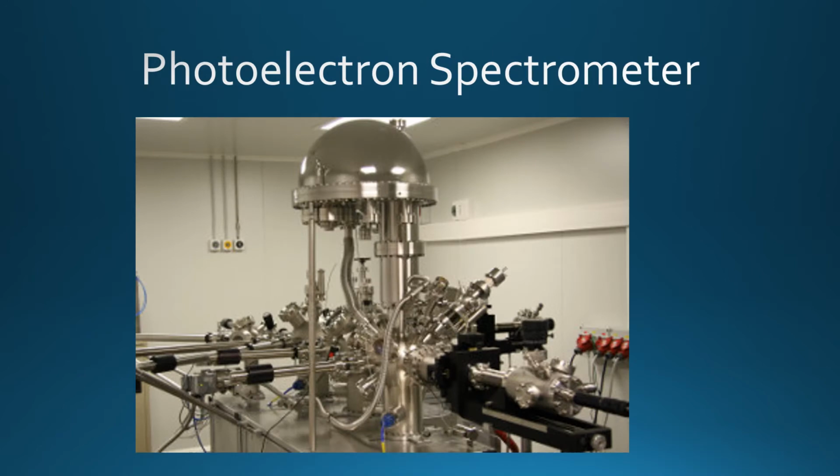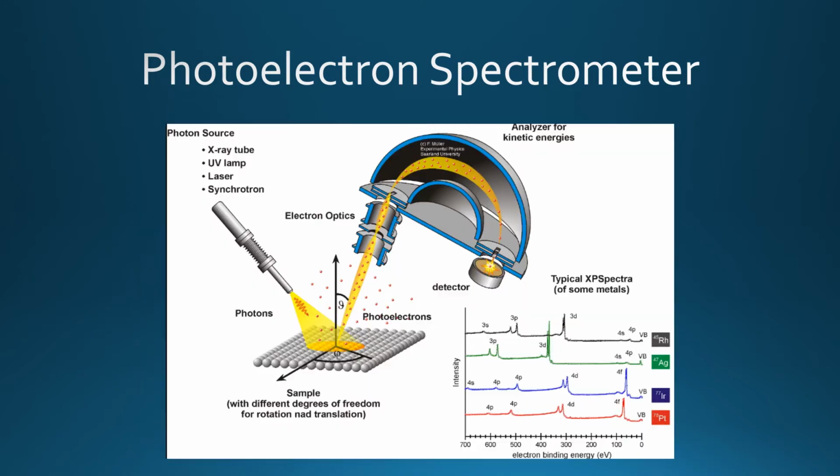The machine looks something like this. Notice it's a nice basement. And the actual machine, the schematic shows you first you have some X-rays from some source. It hits your material. When it's the right energy, it will eject your electrons, so they call them photoelectrons. The detector receives the electrons and detects the kinetic energy. So it says analyzer for kinetic energies up at the top.